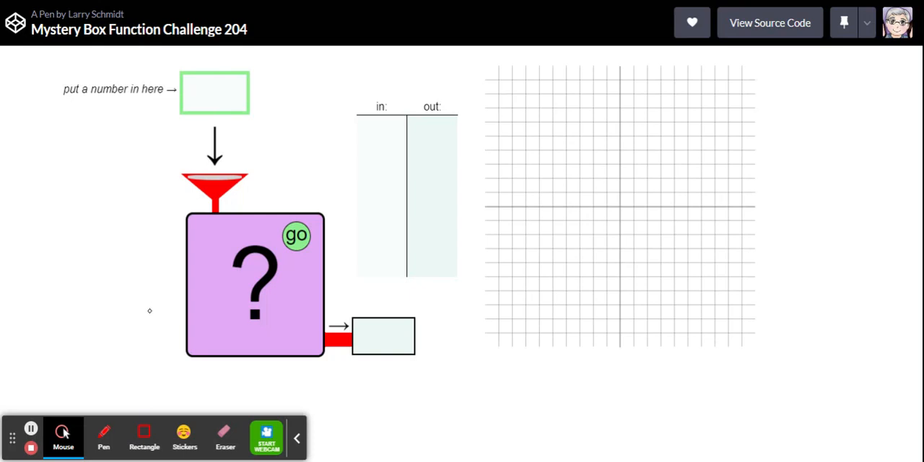Hello everybody and welcome to another mystery box function challenge. In the purple box there's some mystery math and your challenge is to figure out what that is. Try this out, use the link in the description, and then when you think you've got an answer, come on back and see if we get the same thing.